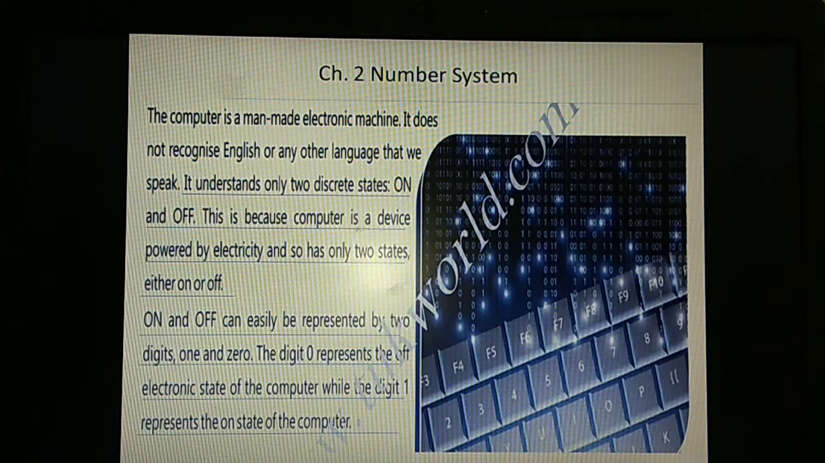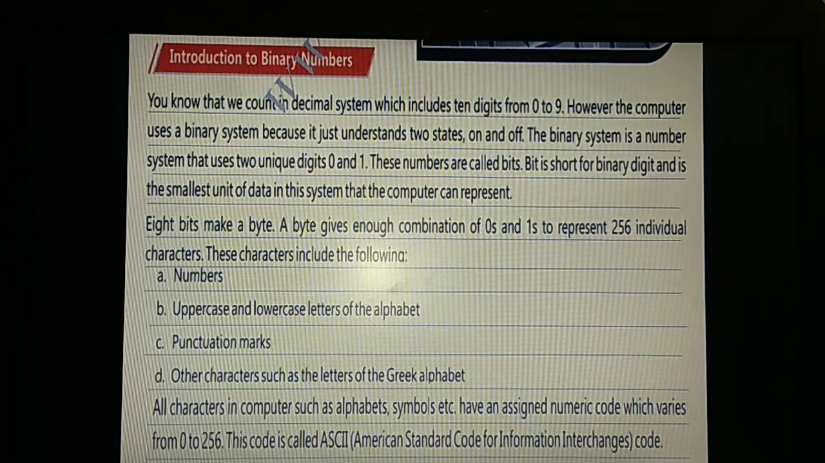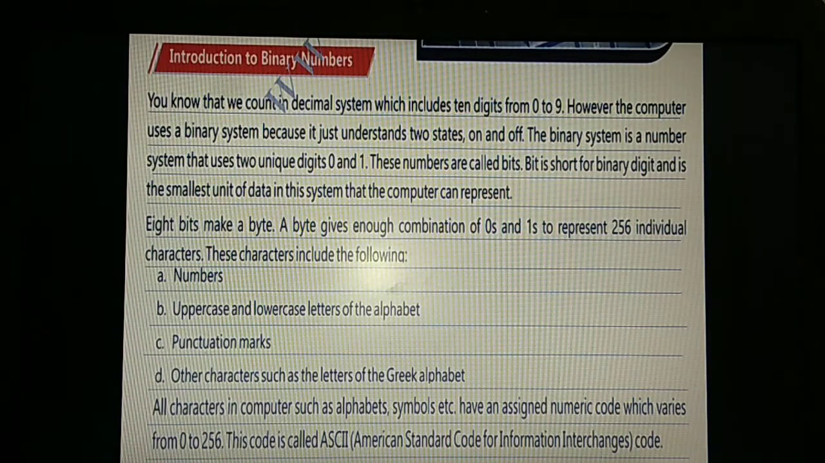The computer can understand only two states, that is on and off. I have told you the other day that the on and off states are represented by digits. On indicates a digit called 1, and off indicates a digit called 0. This 0 and 1 is called binary numbers. Then the decimal system you already know; it includes 10 digits, from 0 to 9.